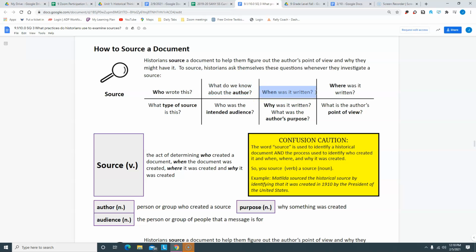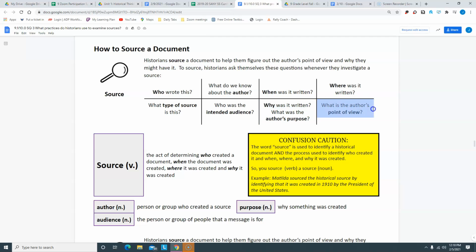When was it written? Is there a date associated with the source? Where was it written? What can we draw either from the picture or the text of a source that can tell us where, when, and who? Furthermore, what type of source is this? Is this primary or secondary? Who was the intended audience? Meaning, this source was created for some purpose. Who was this source meant to reach? Why was it written, and what was the author's purpose?